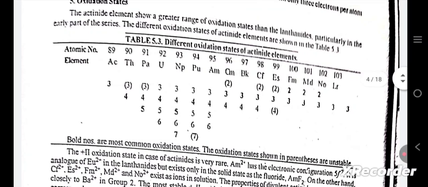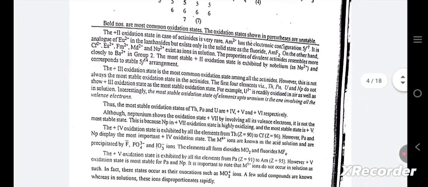The actinide elements show a greater range of oxidation states than the lanthanides, particularly in the early part of the series. The different oxidation states of actinide elements are shown in table 5.3. Bold numbers are the most common oxidation states. The oxidation states shown in parentheses are unstable. The +2 oxidation state in the case of actinides is very rare.